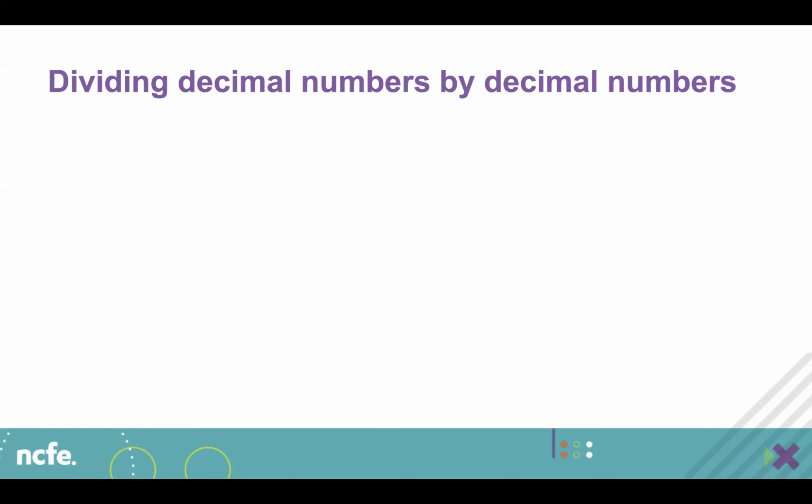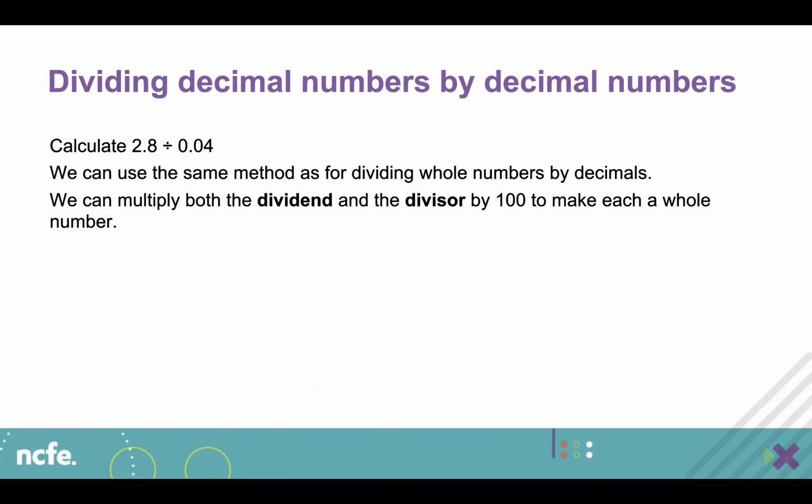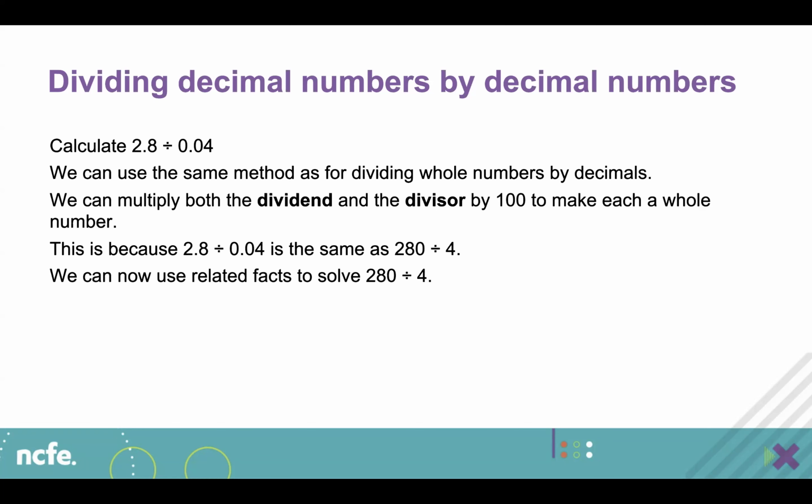Dividing decimal numbers by decimal numbers. To calculate 2.8 divided by 0.04, we can use related facts. And we can use the same method as for dividing whole numbers by decimals. We can multiply both the dividend and the divisor by 100 to make each a whole number. This is because 2.8 divided by 0.04 is the same as 280 divided by 4.